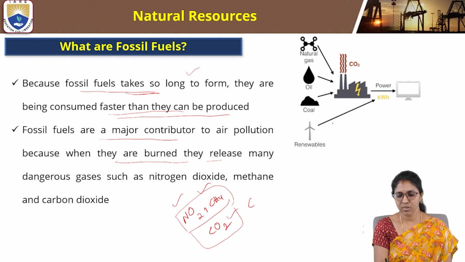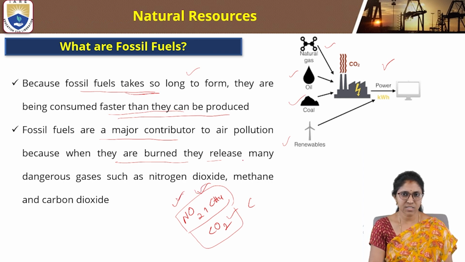For example, when we take natural gas, oil, or coal and use it for electrical energy production, we are burning fossil fuels. While producing energy, we are also producing dangerous gases such as nitrogen dioxide, methane, and carbon dioxide.